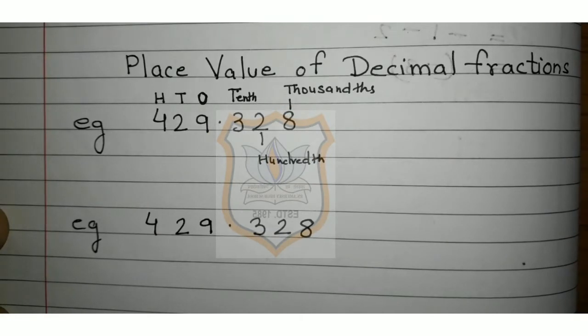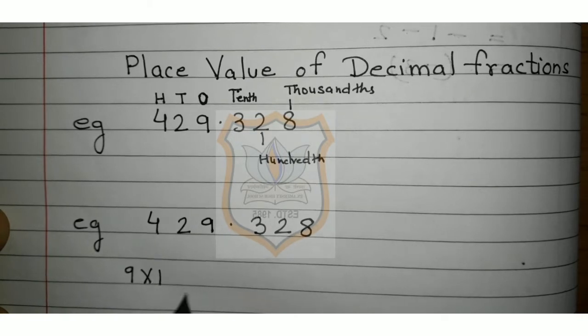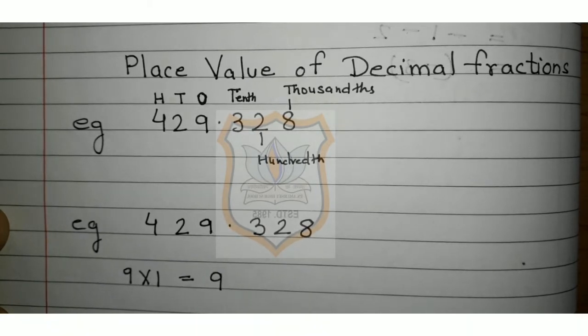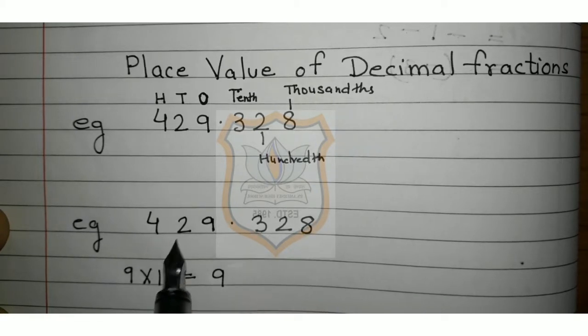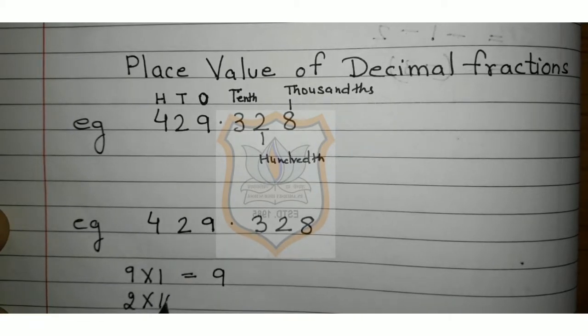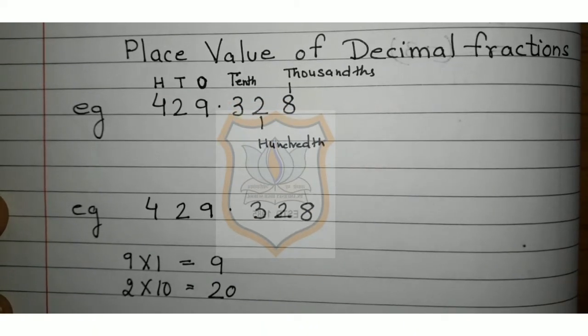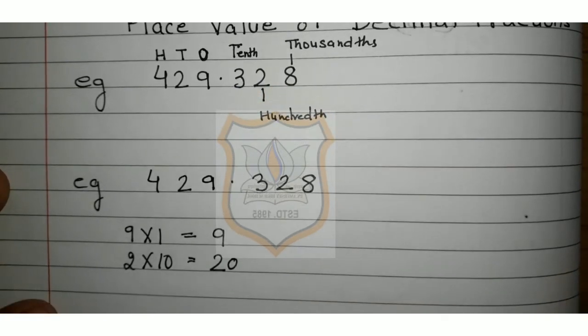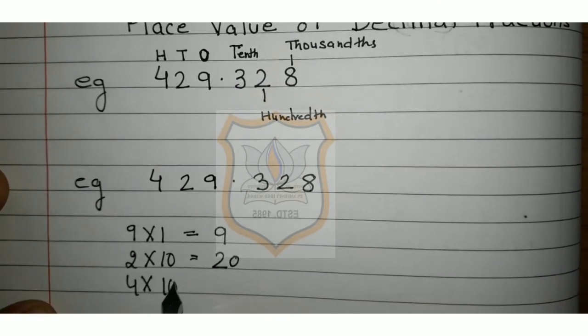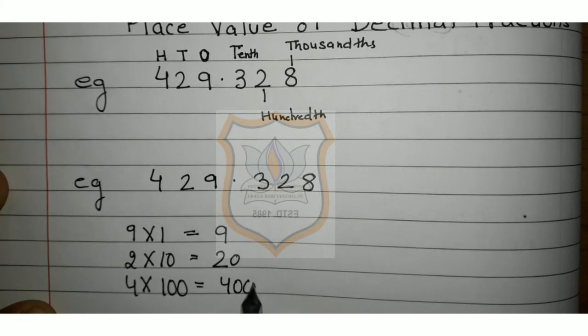Now I will explain how you will calculate the place value of this decimal fraction. For that also you have to look at the numbers before the decimal, which are 4, 2 and 9. The place value of 9 is 9 into 1, that is equal to 9, because it is at ones place. The place value of 2 is 2 into 10, that is equal to 20, because it is at tens place. The place value of 4 is 4 into 100, that is equal to 400, because it is at hundreds place.